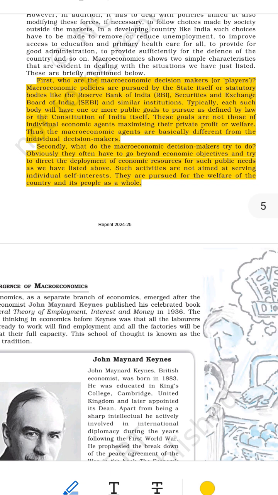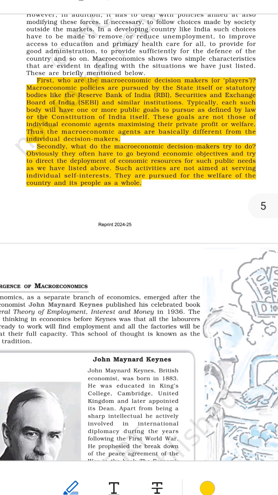3. What do these players do? What are their jobs? They do not try to make money for themselves. They are not shopkeepers or businessmen. The goal is to help the whole country. They try to do things that make life better for everyone.